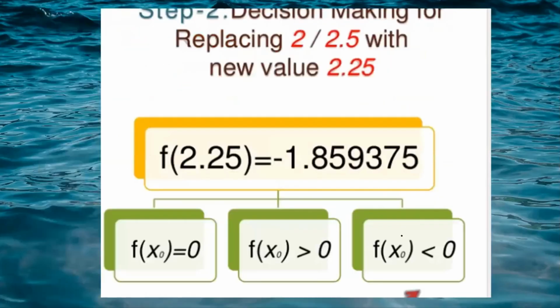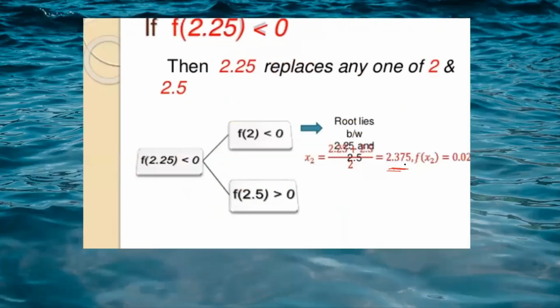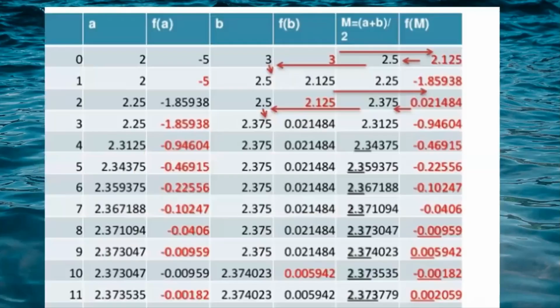Next one is the same, whatever I have explained. So f of 2.375 is getting 0.02, means it is a positive value, greater than 0. So positive value means again, what should be your x3? Your x3 is between positive and negative values. So 2.375, and where you are getting the negative value, 2.25. So 2.25 by 2, find the value, and again find f of x3 and go on repeating this process. You will get like this.